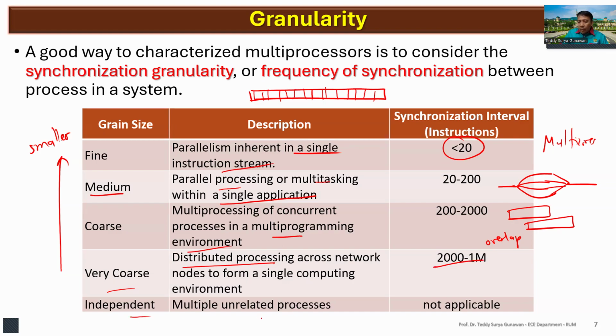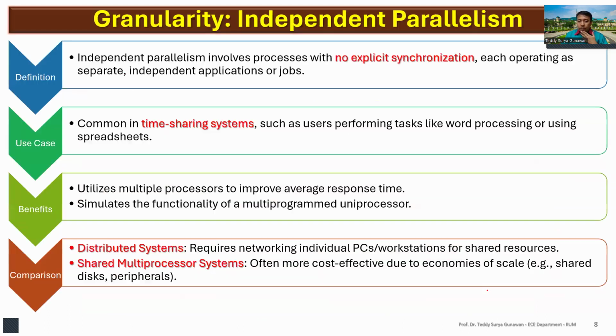Or independent, you have multiple unrelated processes. There's no synchronization. For example, you have Microsoft Word open, and you have Chrome open on your other monitors and so on. That will be multiple unrelated processes. Now let's see the independent parallelism, the first one first.